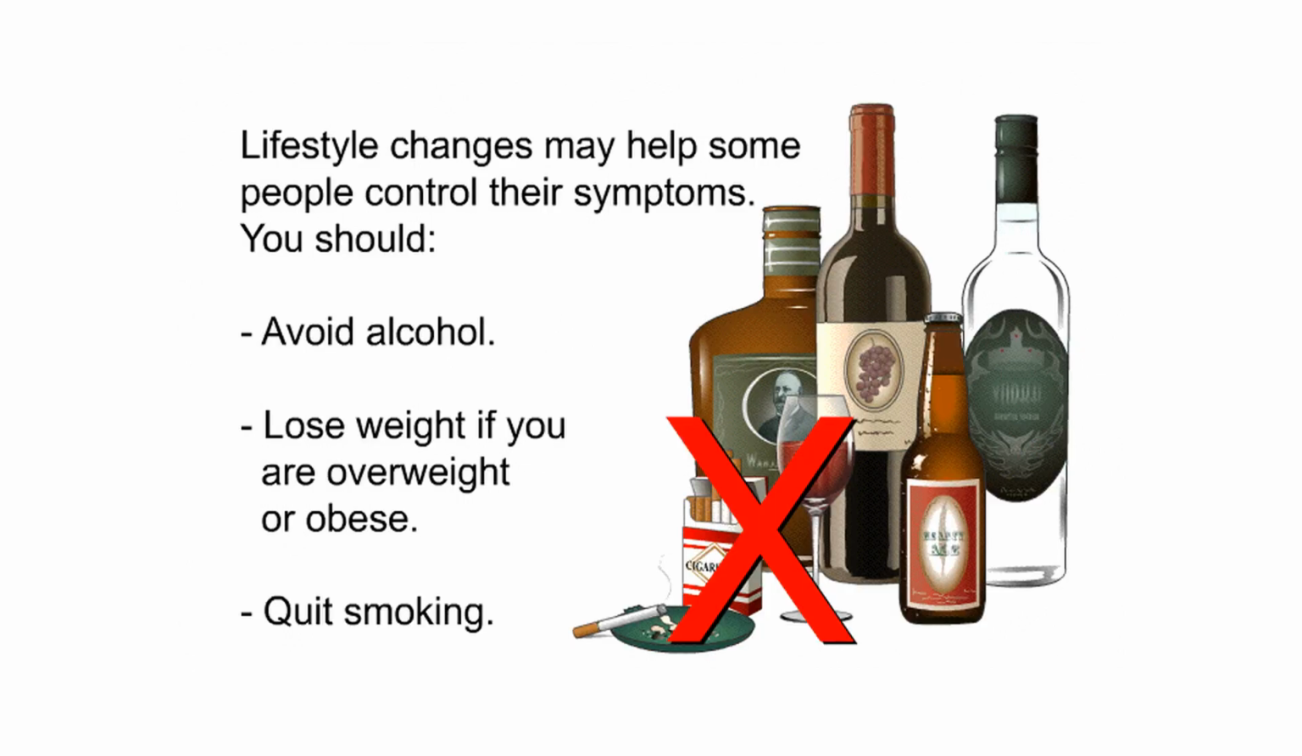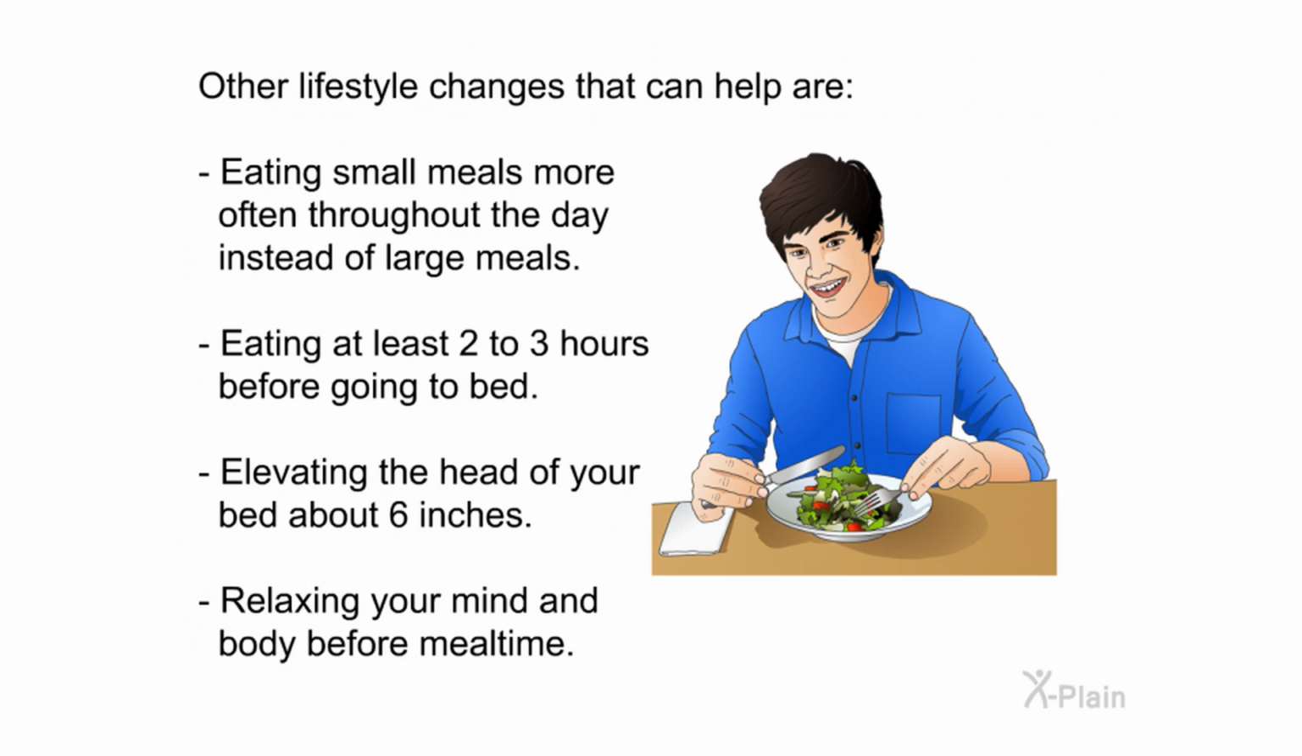Lifestyle changes may help some people control their symptoms. You should avoid alcohol, lose weight if you are overweight or obese, and quit smoking. Other lifestyle changes that can help are eating small meals more often throughout the day instead of large meals, eating at least 2 to 3 hours before going to bed, elevating the head of your bed about 6 inches, and relaxing your mind and body before mealtime.